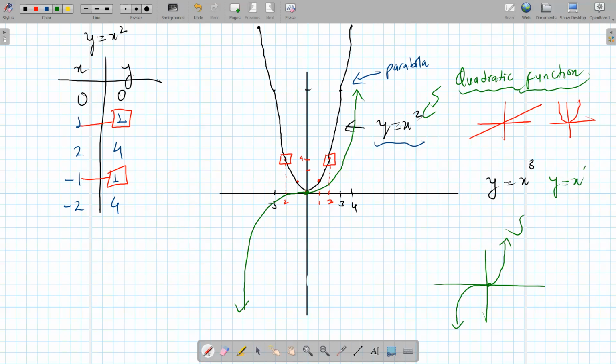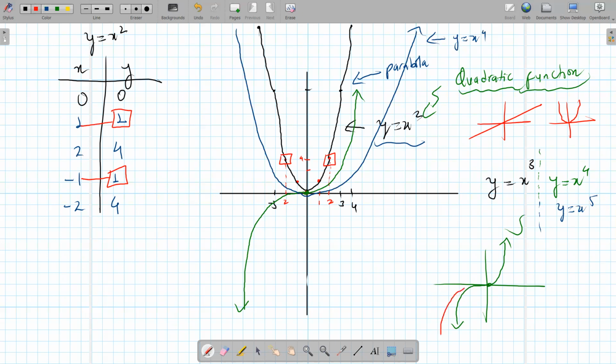Y equals x to the power of 4. Now, what could that look like? From here, the pattern repeats. Only 1, 2, 3 are going to be unique. From anything above 3, the pattern is going to repeat. X power 4 looks the exact same as x power 2, except it's going to be a little bit fatter. So this blue one here is x power 4. And then x power 5 is the exact same thing as x power 3, except it's going to be a little bit fatter around the origin.